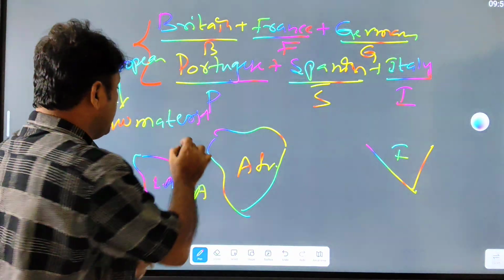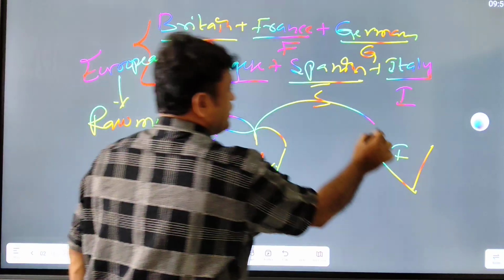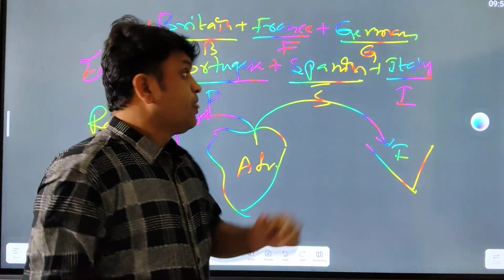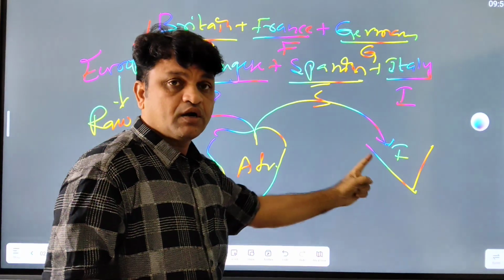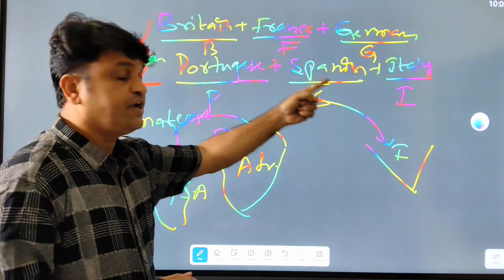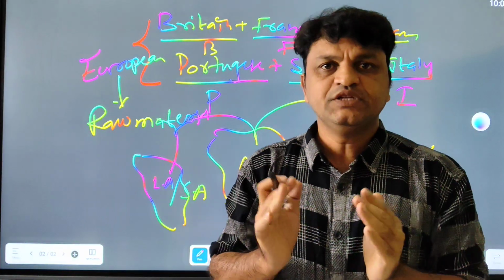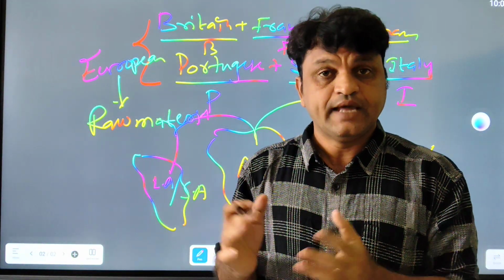From where? They are looking in Latin America, they are looking in Africa, they are looking in India. Right. So there is heavy competition. Britain wants raw material, France wants raw material, Germany wants raw material, and Portugal, Spain, Italy, and other European countries are heavily competing for raw material, means resources. They want resources. European countries don't have the resources.